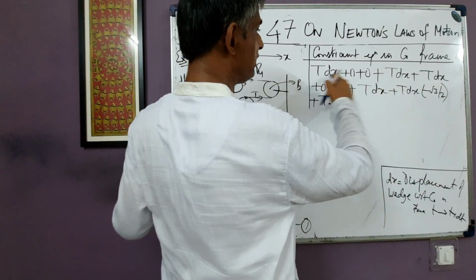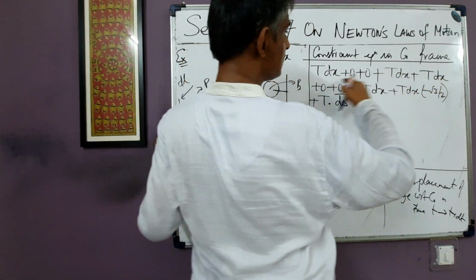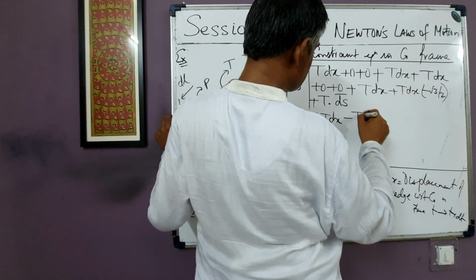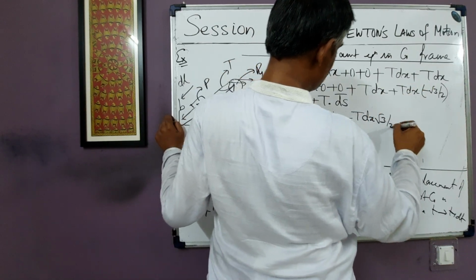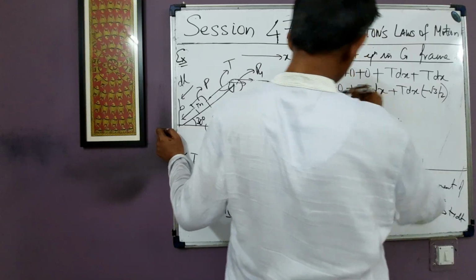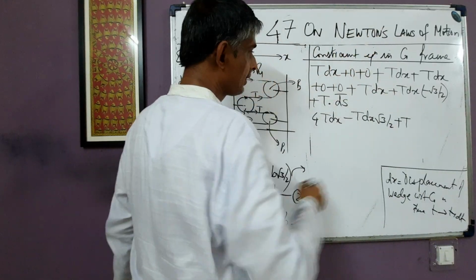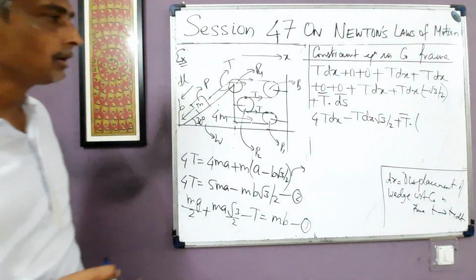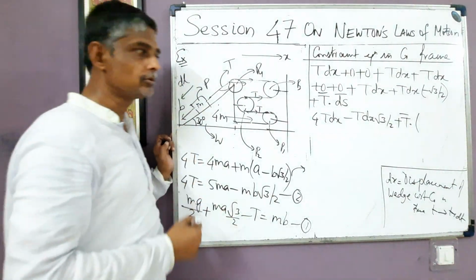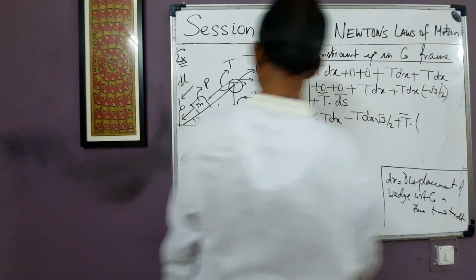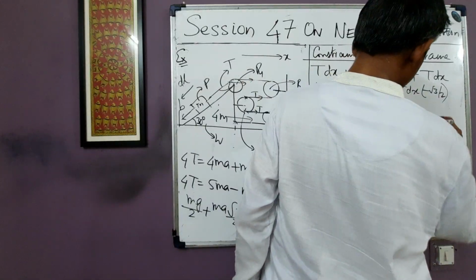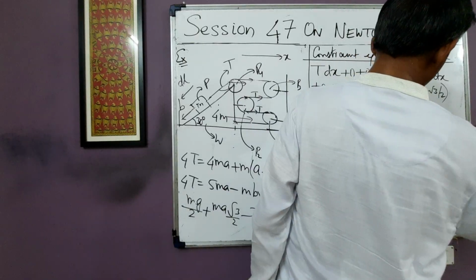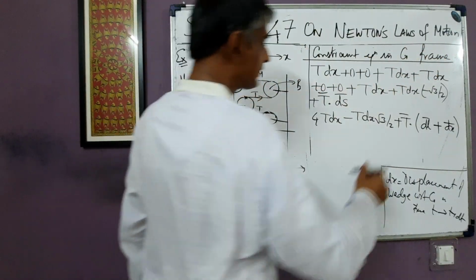So this I write here: T dx, T dx, T dx, T dx. This becomes how much? 4T dx. This becomes minus T dx root 3 by 2. Now what about this T dot ds? What is ds? ds is the displacement of block with respect to ground. So that will be written as the displacement of block with respect to wedge, which is simply dl, plus the displacement of wedge with respect to ground, which is simply dx.